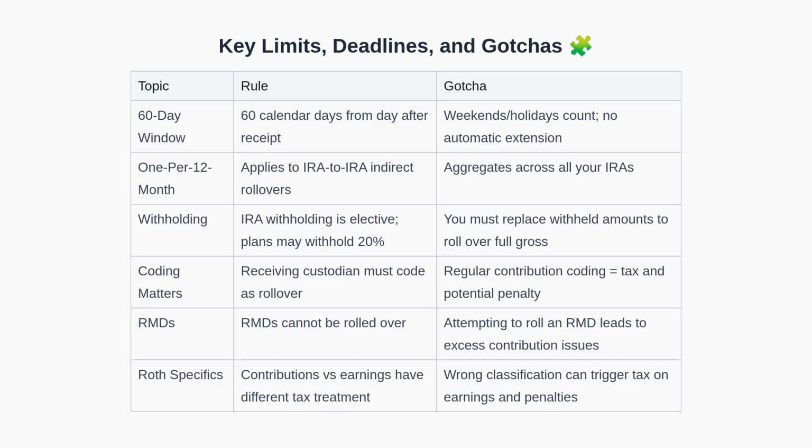Finally, for Roth IRAs, withdrawals of contributions versus earnings are treated differently. An incorrect classification can trigger taxes and penalties. Next, we will address Roth versus traditional nuances directly.